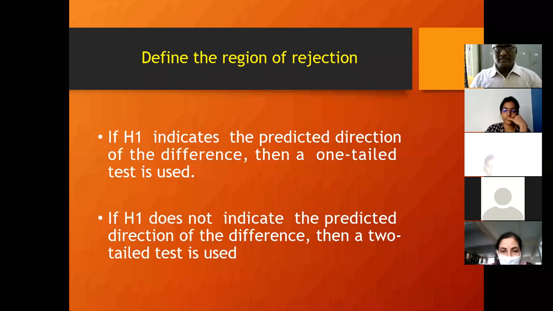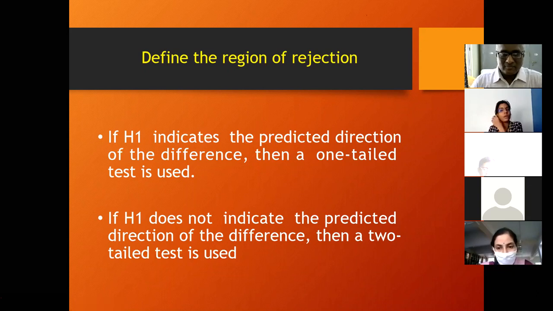If H1 indicates the predicted direction of the difference, then a one-tailed test is used. We have two types of test, one is the one-tailed test and the other is the two-tailed test. Suppose you take the normal distribution, there is a left-tailed test and a right-tailed test. Right-tailed test is where you have values higher than the mean value. Left-tailed test is where you have values lower than the mean value. Which direction are you using, in a one sample test or a two sample test? The H1 value gives the direction, whether it is greater than the mean value or lower than the mean value.